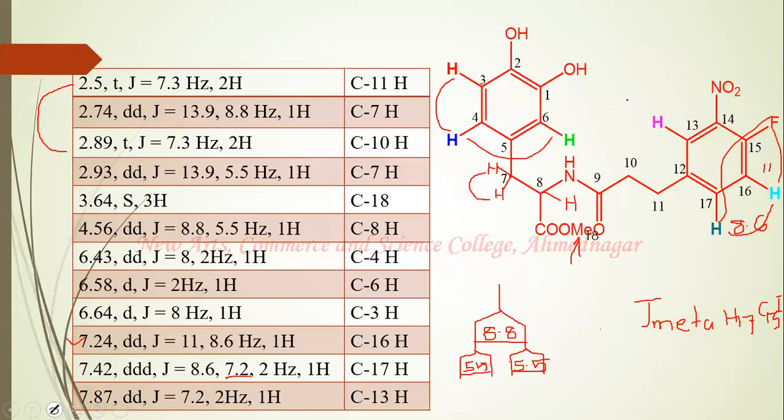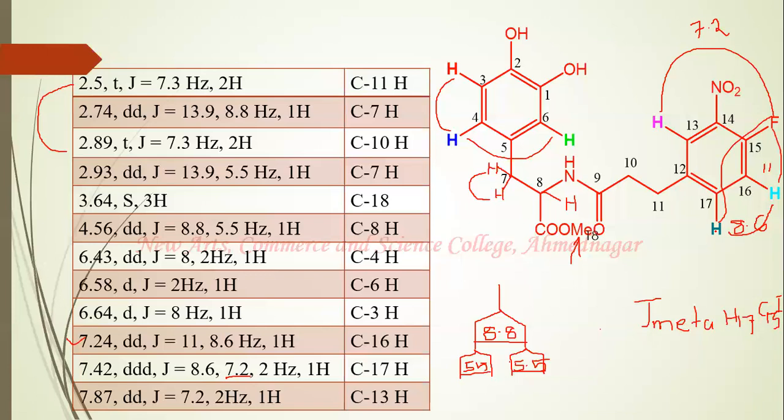This signal is because of the C13 proton. C13 proton shows the meta coupling with fluorine with a large coupling constant value of 7.2. This coupling constant value, fluorine and H, is 7.2 hertz. Usually, fluorine proton coupling constant values are larger than the proton-proton coupling constant value, and the 2 hertz coupling constant value is between the meta protons C13 and C17. The chemical shift value for this C13 proton is very high. It is a highly deshielded proton.